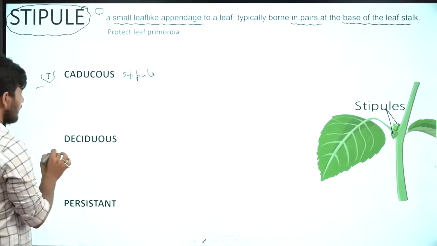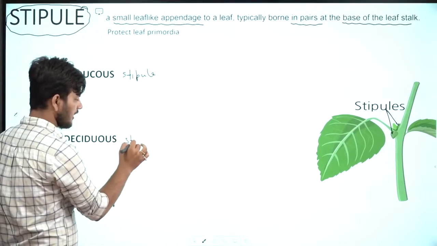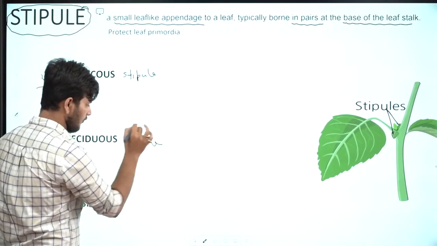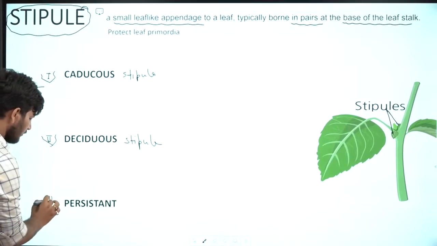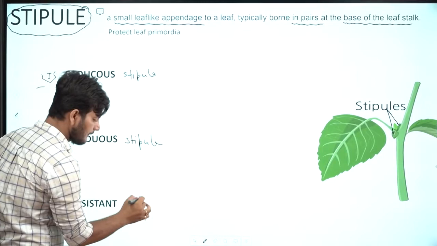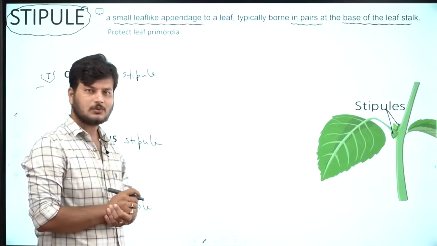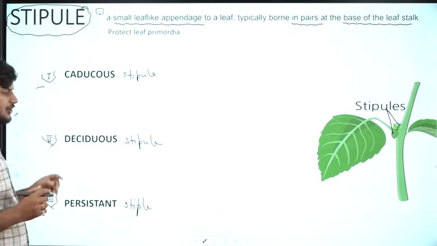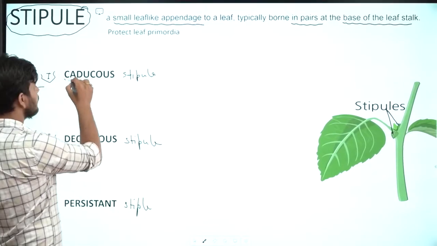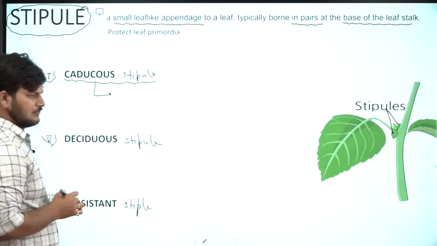The second type is termed as deciduous stipule. And the third one is termed as persistent stipule. So the three are caducous stipule, persistent stipule, and deciduous stipule. Let's go ahead one by one. First of all, let's see the caducous stipule.